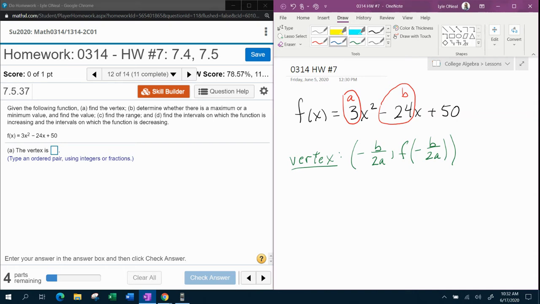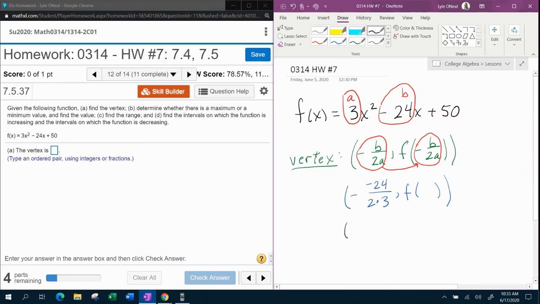And now we're going to do a little plug and play. Here we go. Minus b, which is negative 24, all over 2 times a, which is 3. And then f of, and I want you to notice that this fraction is identical to this fraction. So whatever I get here, I'm going to plug in over here. So that's why I left the parentheses empty. I'm going to wait till I calculate this value and then plug it in over here, okay?